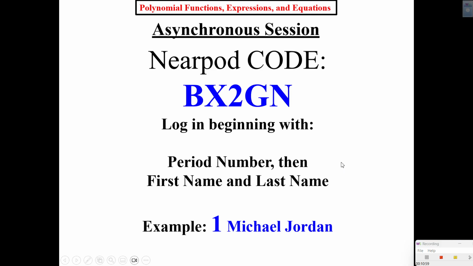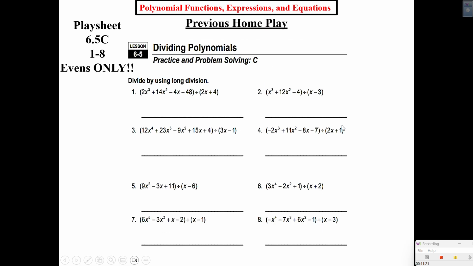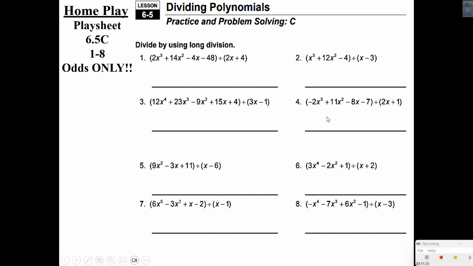All right, copy the code to access the home plate, BX2GN. Write that down, BX2GN. And once again, BX2GN. So, yesterday looked like this. You did evens. Tonight, you're doing odds.